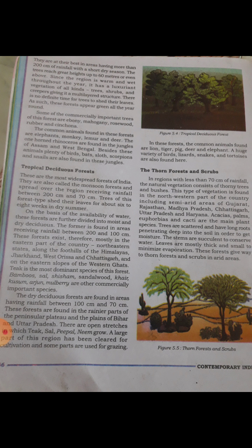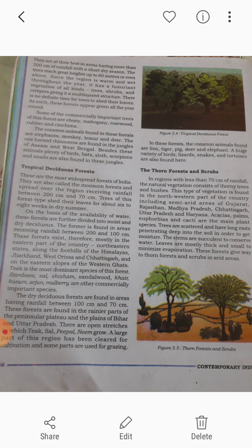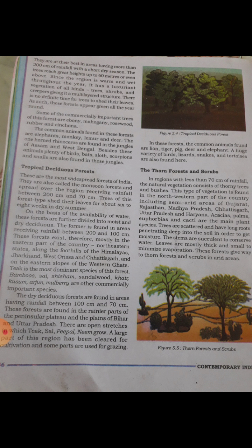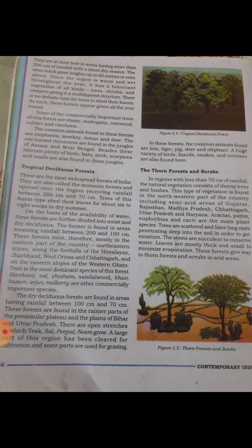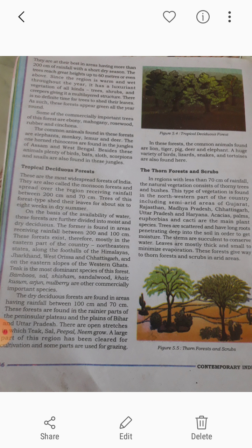Clear? Now, they have very long roots. They are scattered in the ground. They penetrate deep into the soil in order to get moisture. Okay? So, leaves are mostly thick and small to minimize evaporation. So every forest has unique features for survival.